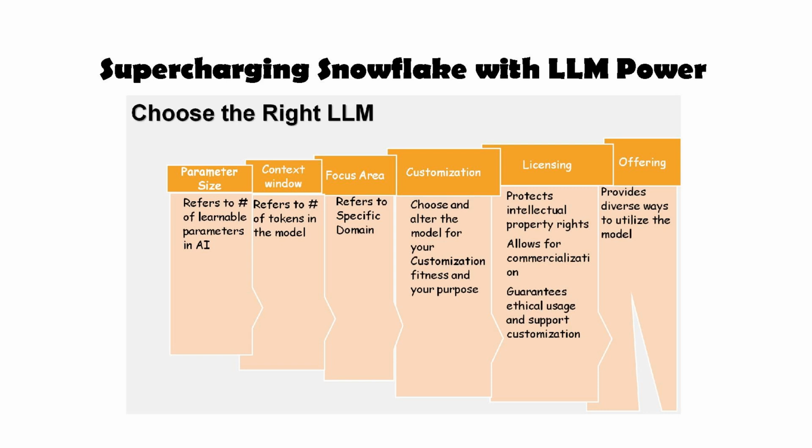Makes sense. What else? Customization. This is huge. Can you actually tweak the model? Can you fine-tune it with your own data to make it better for your specific tasks? Right, tailoring it. Then, licensing. Seems boring, but it's vital. It dictates how you can use the model, especially commercially. Protects IP, ensures ethical use, guarantees support sometimes. You really need to check the license. You don't want to get caught out on that one.